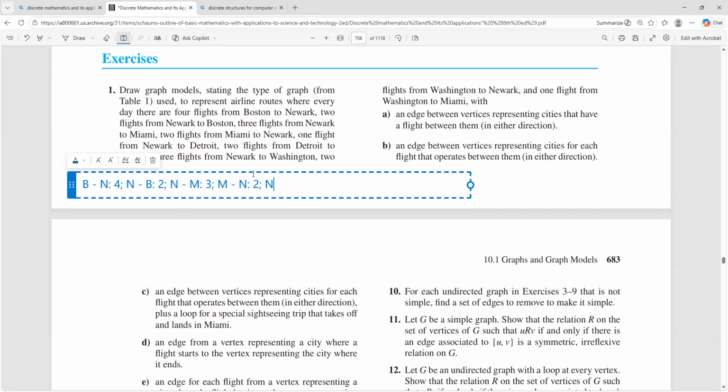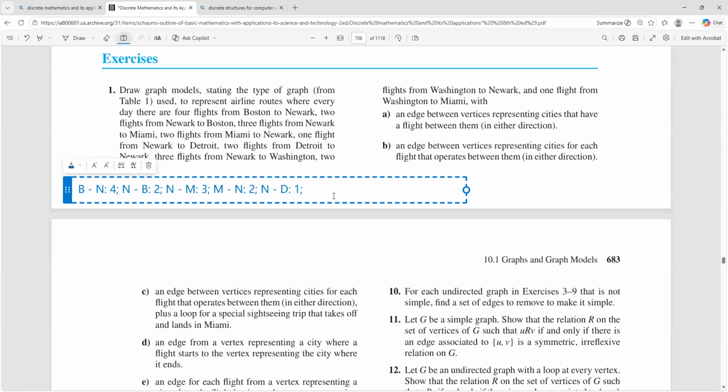One flight from New York to Detroit. There's one. Two flights from Detroit to New York. There are two. Three flights from Newark to Washington. Newark's in the middle of everything. Two flights from Washington to Newark. And one flight from Washington to Miami.